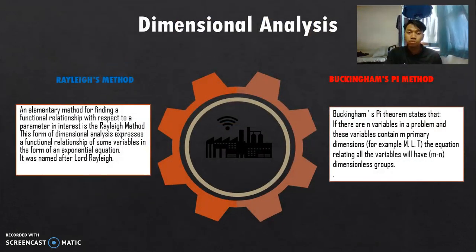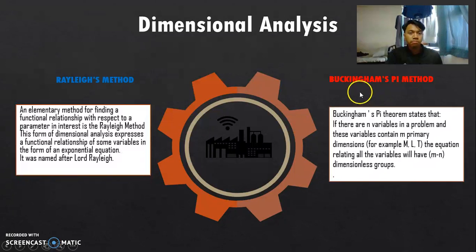So there are two methods of dimensional analysis. First is Rayleigh's method, an elementary method for finding a functional relationship with respect to a parameter of interest. This form of dimensional analysis expresses a functional relationship of some variables in the form of an exponential equation. It was named after Lord Rayleigh.